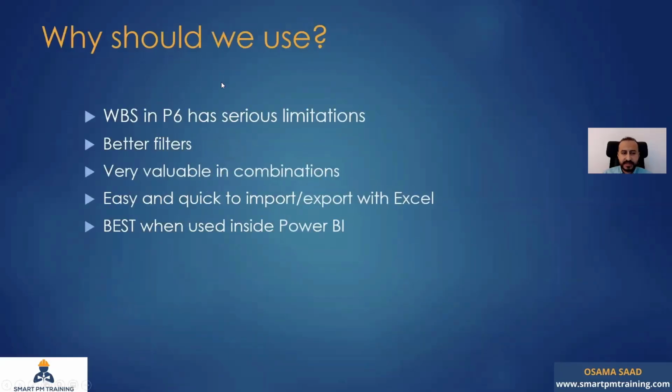Why should we use activity codes? Because WBS in P6 has serious limitations, and I'm going to explain everything inside Primavera. Activity codes have better filters, are very valuable in combinations, and are easy and quick to import and export with Excel. It's the best when used inside Power BI. So if you have enrolled in my Power BI course, it will all make sense. So let's look at Primavera.